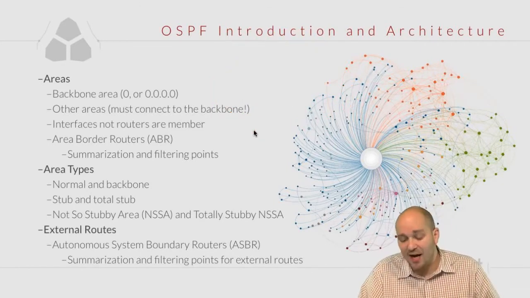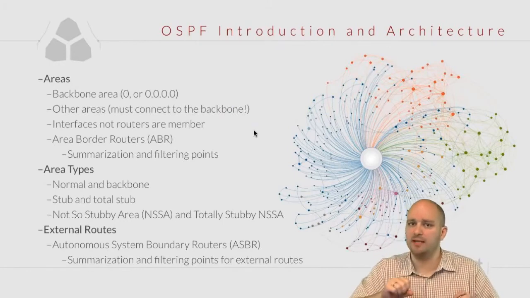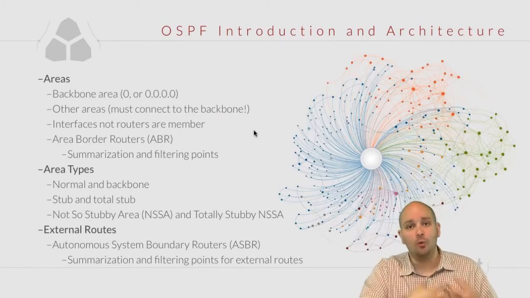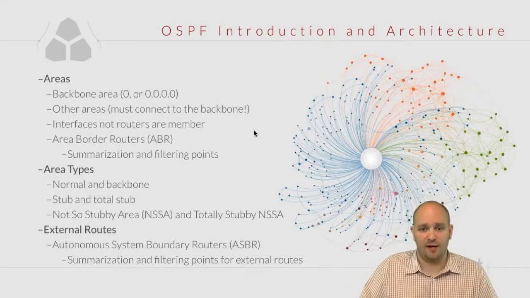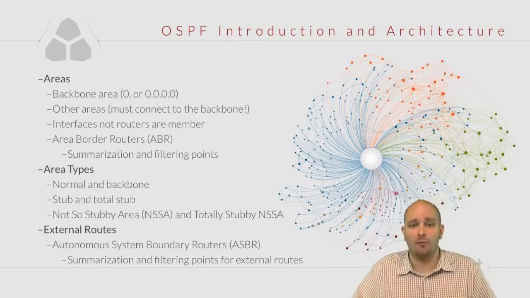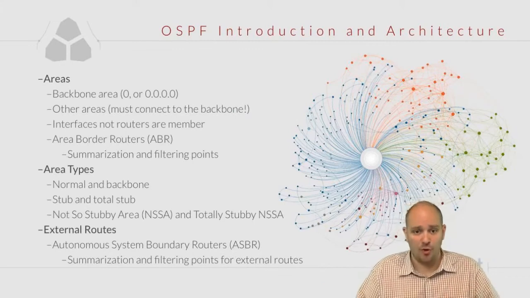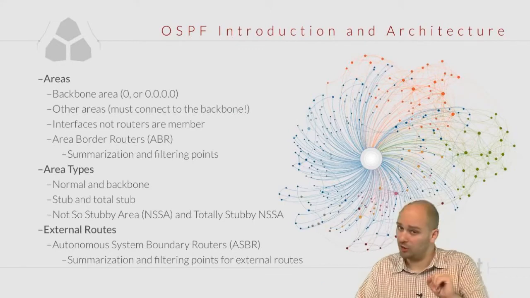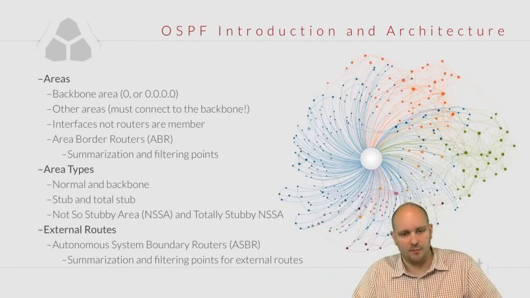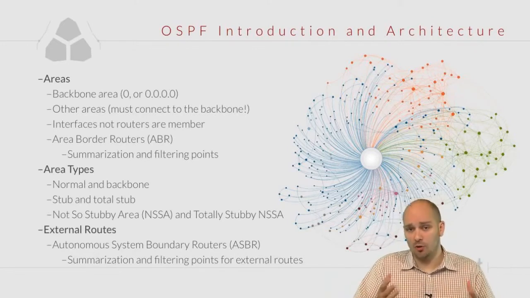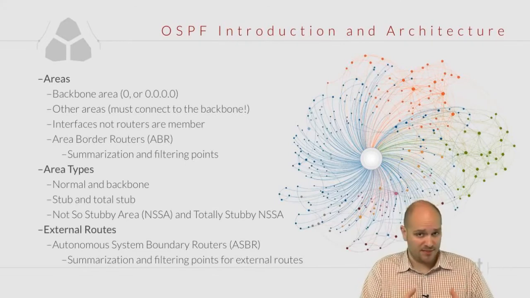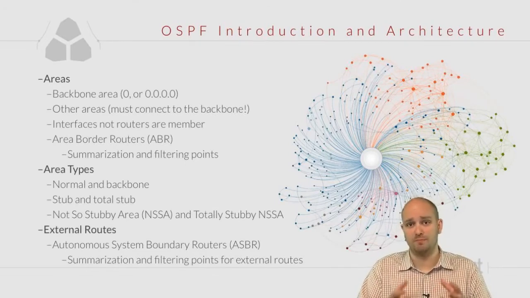So there is this hierarchical design, and I will explain this in great detail when we look into how the routing information is exchanged between different areas. We are going to see that all information must actually flow through area 0. Information, not necessarily the traffic. Keep that in mind.